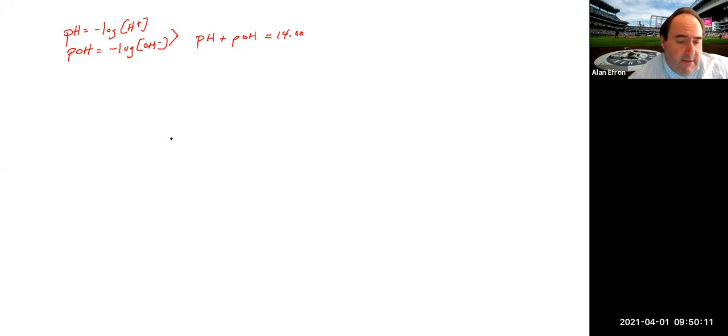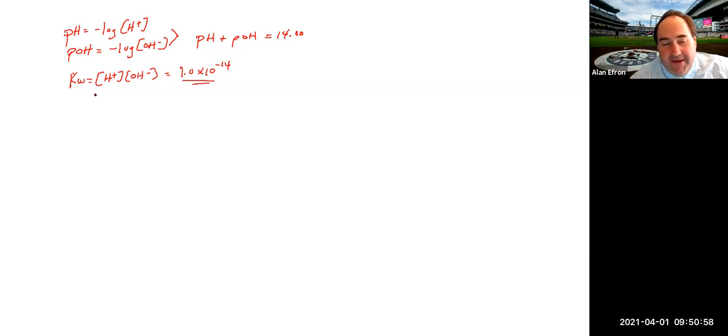We also talked about Kw, which is essentially a constant. For the most part, it really doesn't change numbers. The only time it would change is if it wasn't 25 degrees Celsius, but most problems stay at 25 degrees Celsius. So this allows us to calculate either the H plus or the OH minus concentration, depending on which one is given to us. Is there a question? We're good.